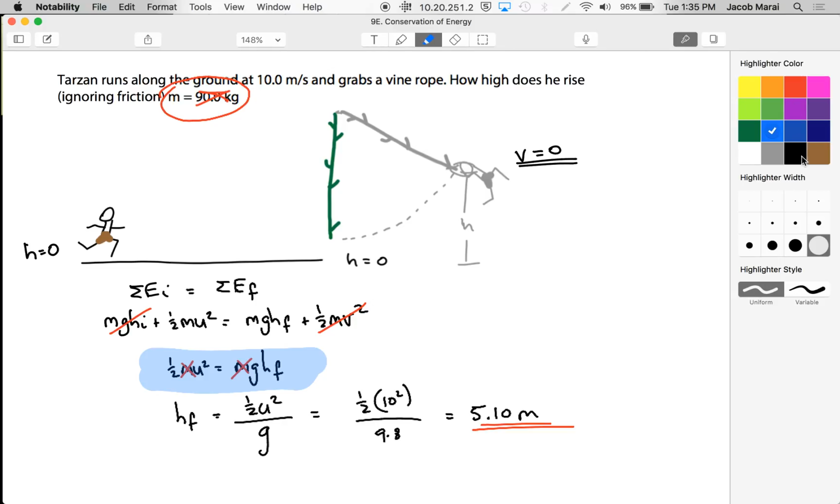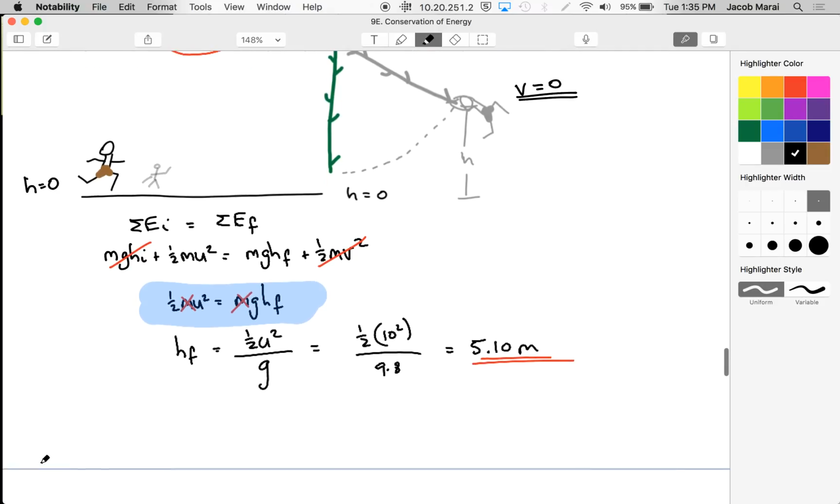Another thing to think of is you could have a little midget running alongside him that was half of his mass, little midget and Tarzan, and providing they both run at the rope at the same speed, they will both ascend to the same height. It doesn't matter that one of them has less mass than the other.